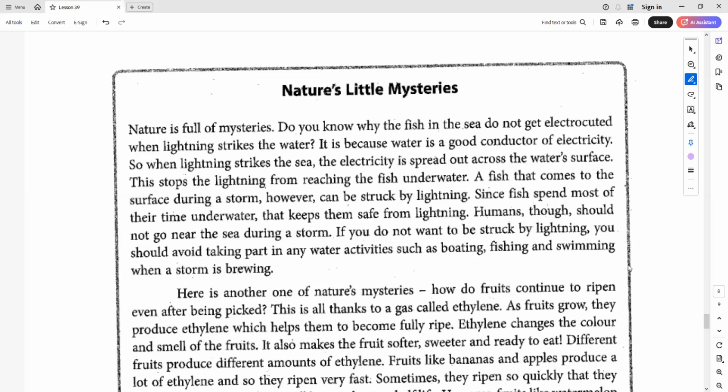Okay, so you try to go through the points, okay, the main points of this paragraph. Basically, this paragraph is talking about what? Talking about the reason why the fish in the sea do not get electrocuted by lightning when it strikes the water.